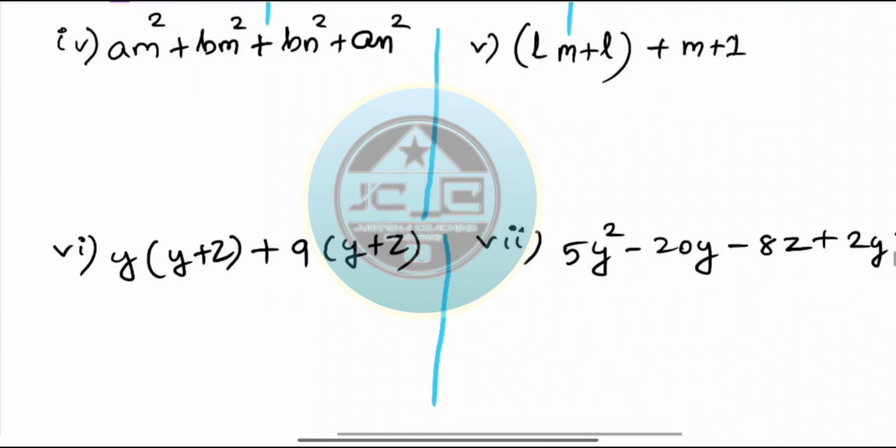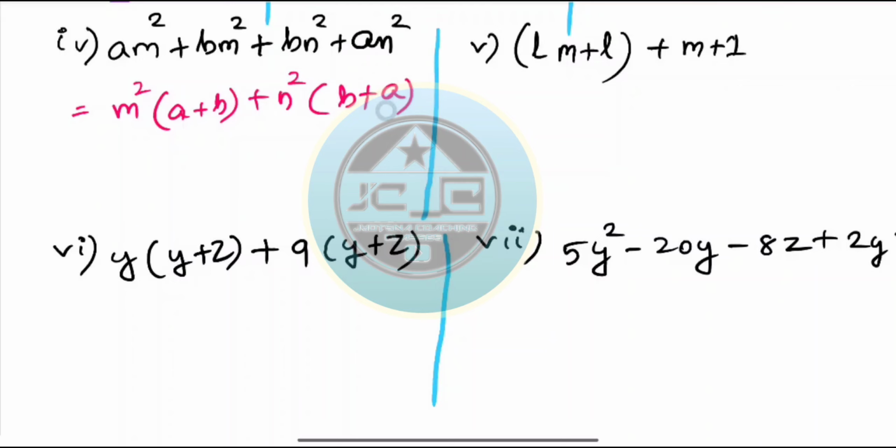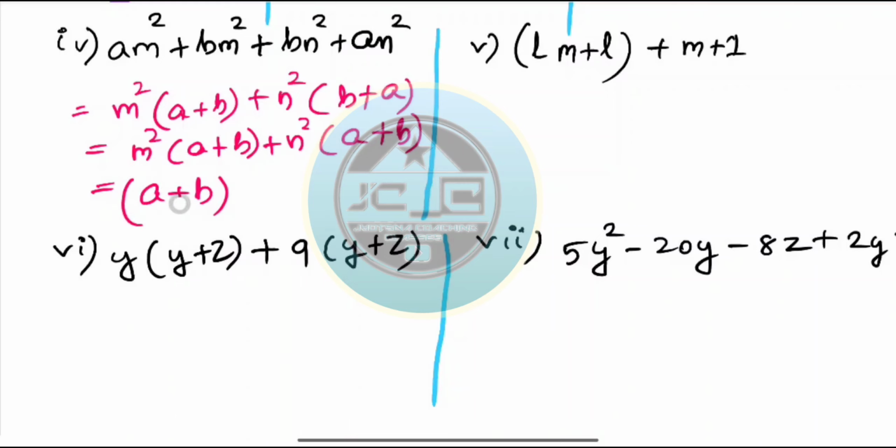And the fourth one, it is am square plus bm square. So m square, if taken common out, then we have a plus b. And then after taking n square common out of this, we have b plus a. Now for our convenience, a plus b into m square plus n square, it is a plus b, right? Now you take common out a plus b, so m square plus n square. This is the final answer, right?